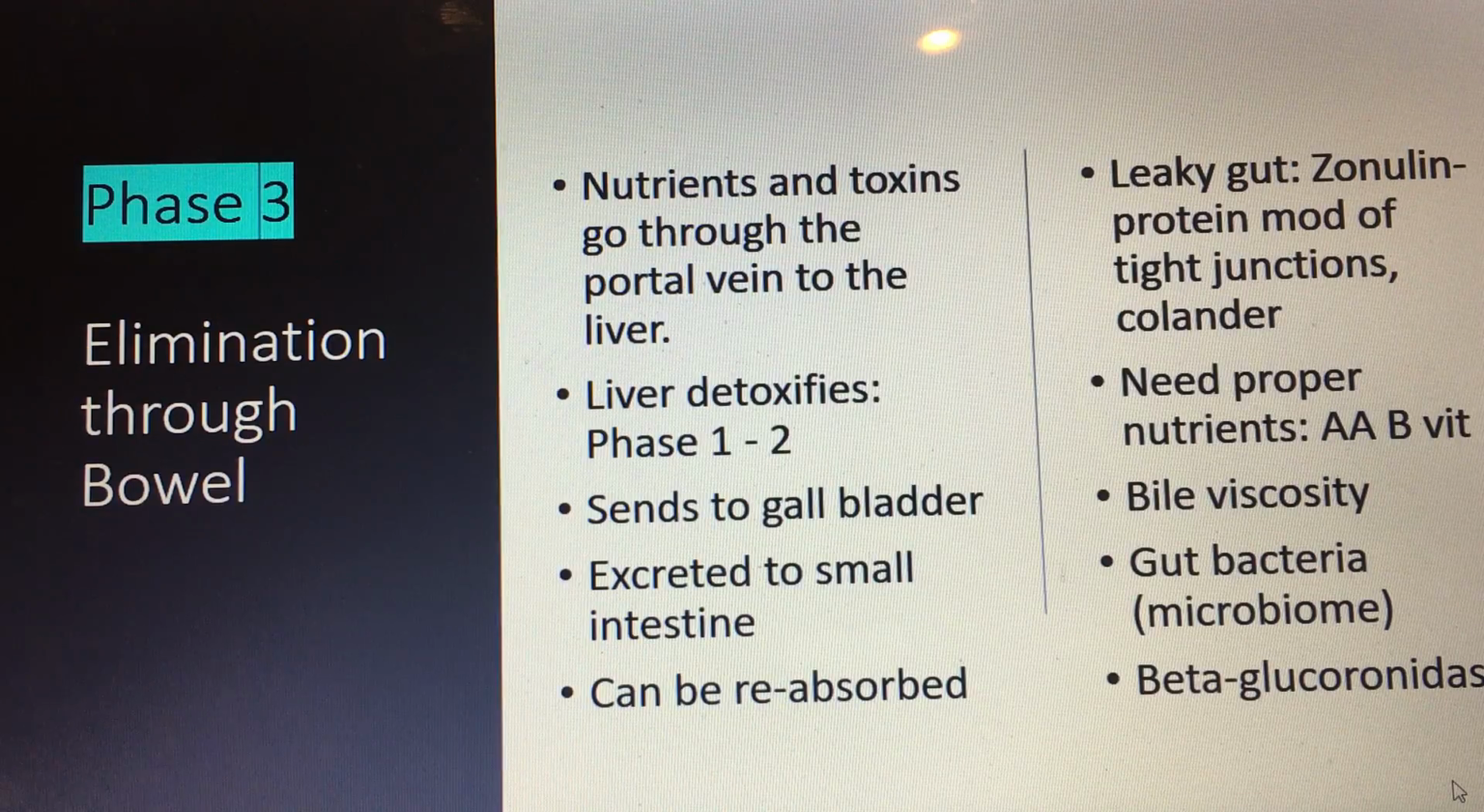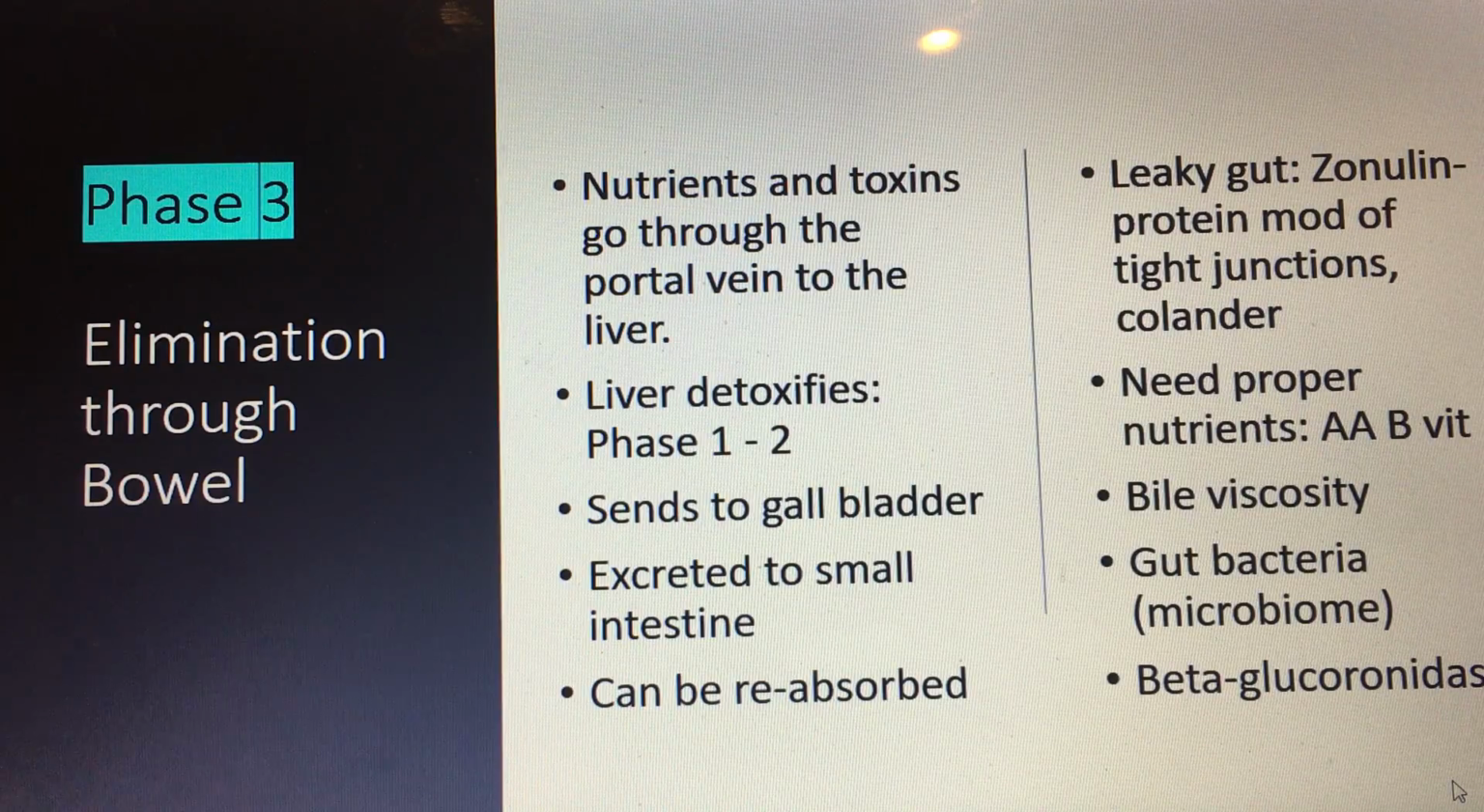Bile viscosity, or how thick your bile is, can also be an issue because bile is kind of like syrup. It can be thinner, it can be thicker. We want it thinner so that it gets squeezed out and doesn't sit in the gallbladder when your gallbladder tries to squirt it out.